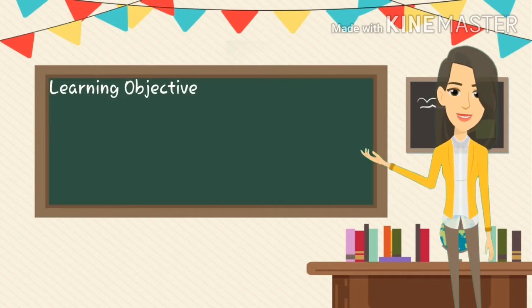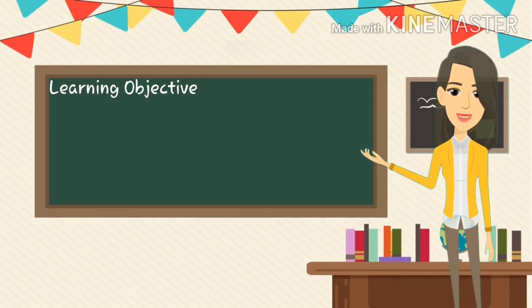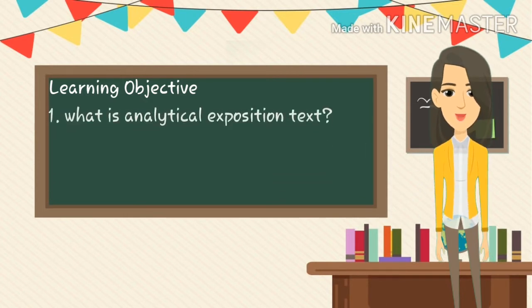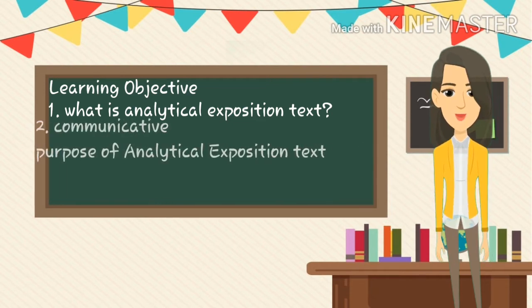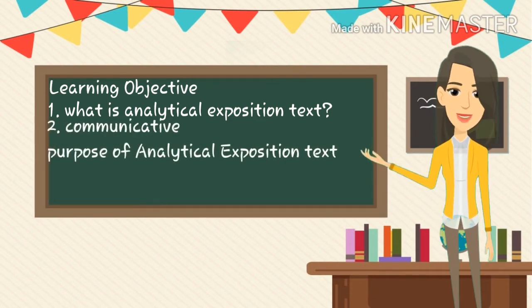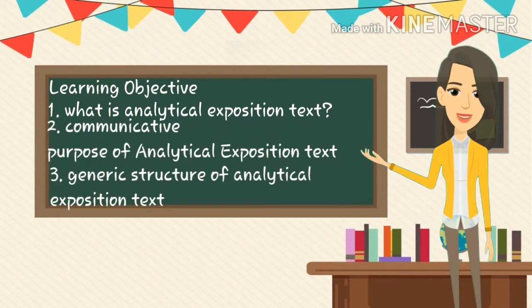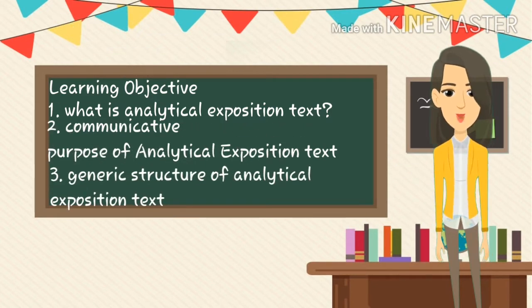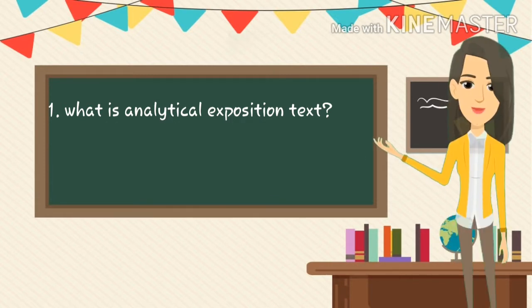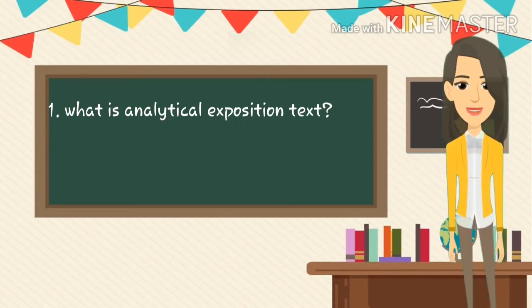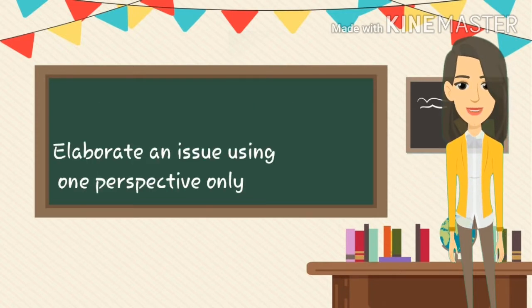And there are three things that you are going to learn in this video. The first is to understand what analytical exposition text is. And the second is to know the communicative purpose of analytical exposition text. The third, you will be learning its generic structure. Okay, let's begin with the first learning objective. That is to know what actually analytical exposition text is.